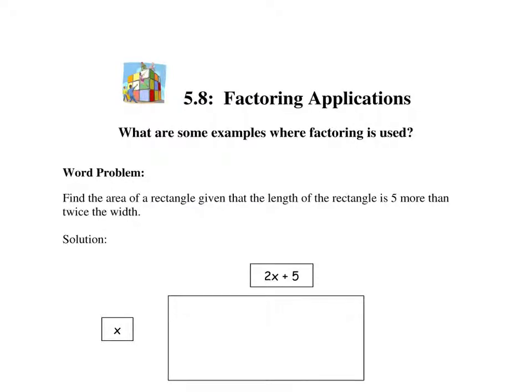All right, in this video, we're going to talk about factoring applications, some kinds of word problems where factoring will be used. This says 5.8, but in the newest book, this is actually section 5.7. We're going to start with this word problem. Find the area of a rectangle given that the length of the rectangle is 5 more than twice the width.